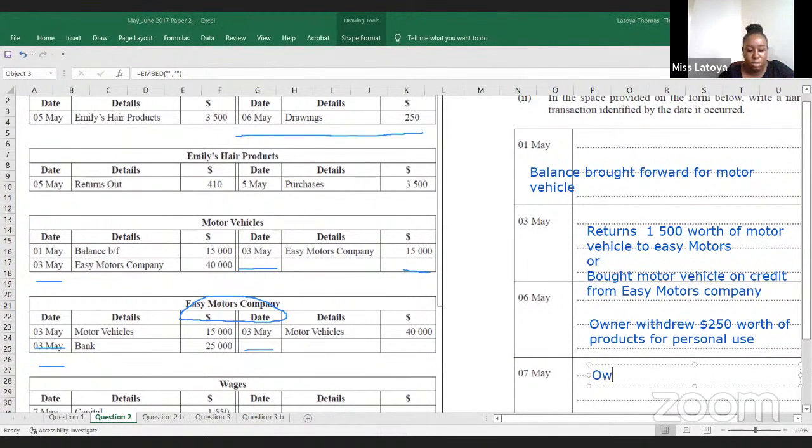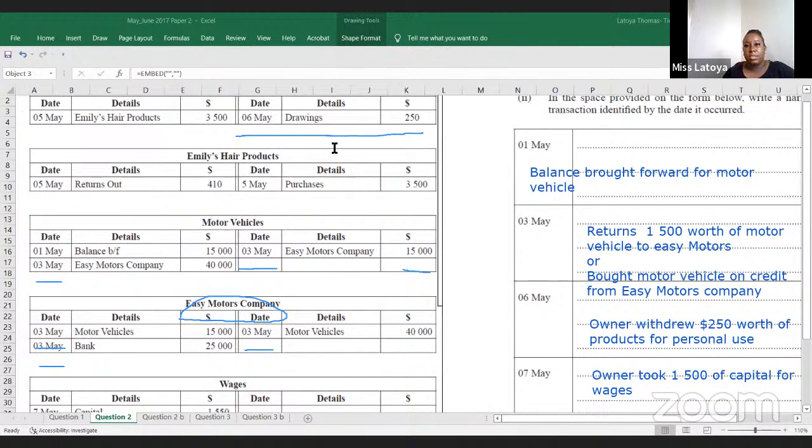So the owner took $1,500 of capital for wages. Okay, you all? Right. Now, this question is not finished.